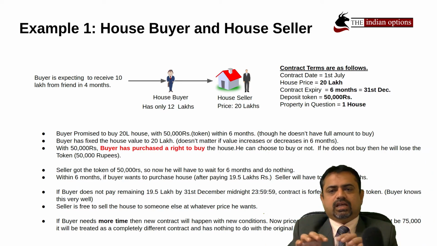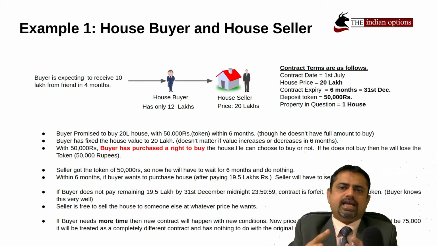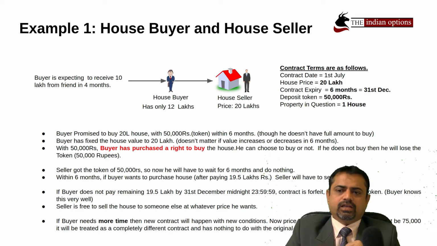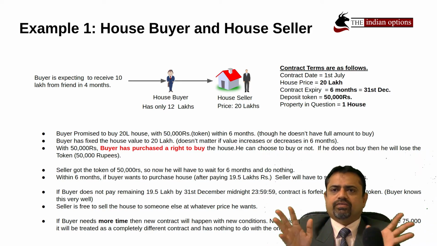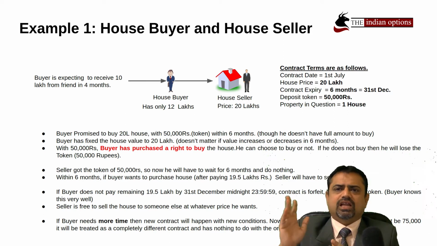Now I have made this sentence red because it's really very important. What has happened is this guy has given 50,000 rupees, but he has purchased the right to buy the house in 6 months time. Now he has a choice. He can decide whether to buy the house or not, and he is ready to lose 50,000 because he has already given it. If he decides to buy the house, the seller will have to sell him the house because the contract is made. If he says no, I don't want the house now, he will lose 50,000, which is okay. The seller will also be happy because he got 50,000 for nothing, right?